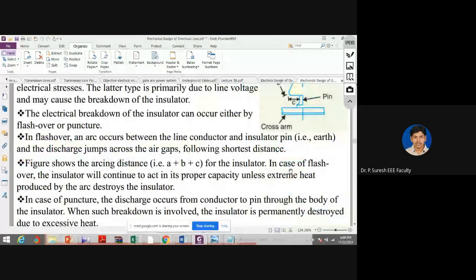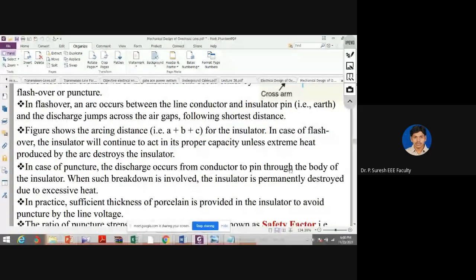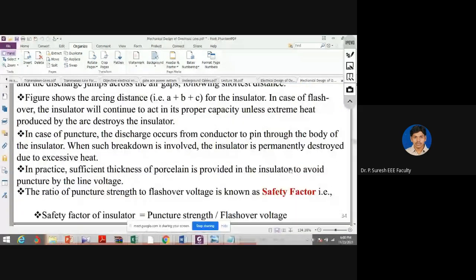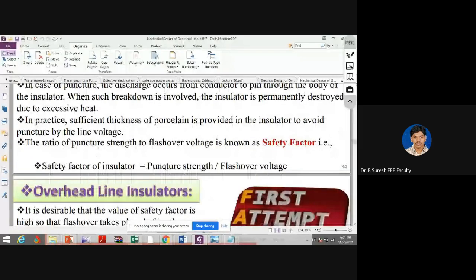We also have some faults, called flashover and puncture, and these are the main problems of insulator damage. In this, the important thing is the safety factor. What is the safety factor formula? Puncture strength by flashover strength. This is the direct formula we use. They will give the puncture strength and flashover, and we can directly calculate the safety factor of the insulator.